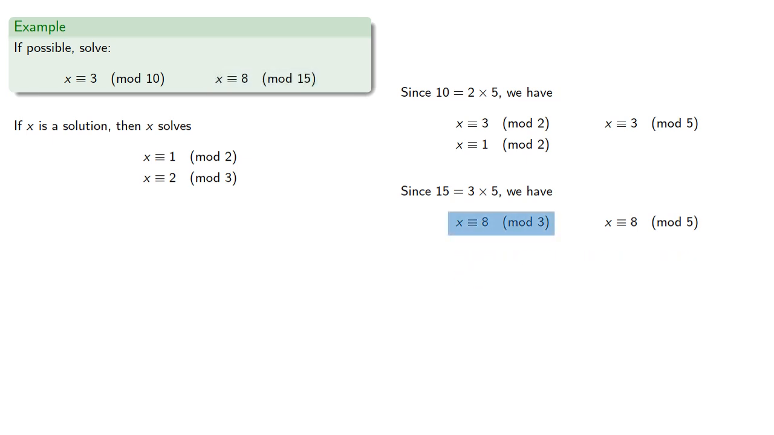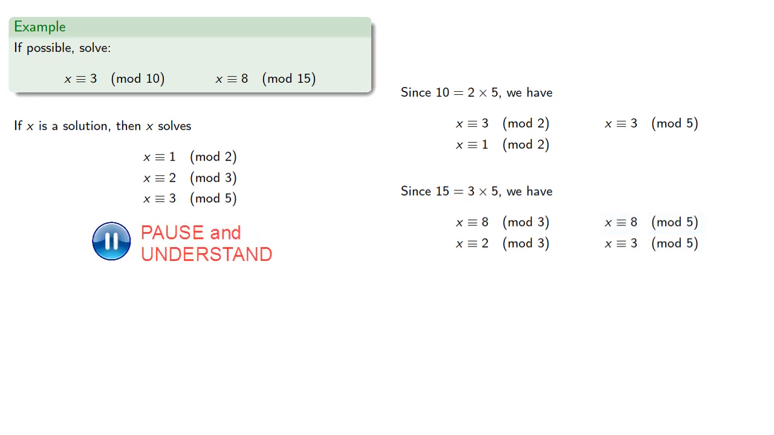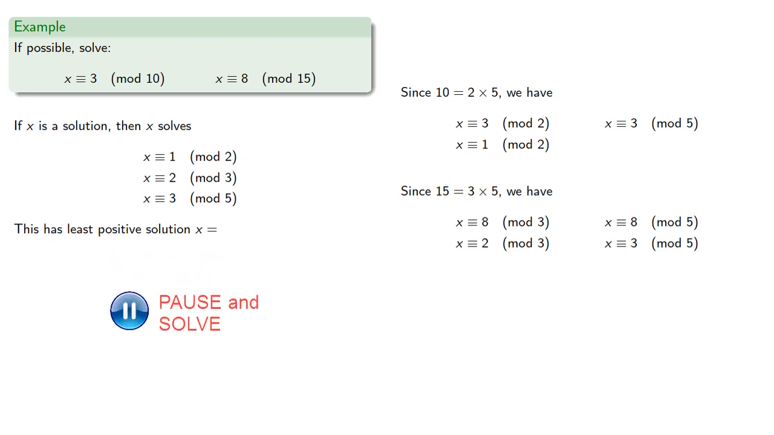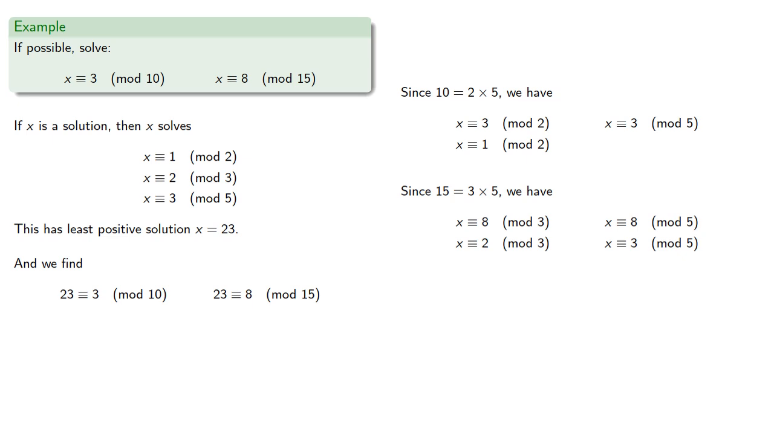And again, if we're working mod 3, we can always work with numbers smaller than 3, so this congruence reduces. And note that this gives us one congruence we've already found. Likewise, x congruent to 8 mod 5 can be reduced to. And because the moduli are now coprime, there's a guaranteed solution, and it works out that the least positive solution is. And we can verify that 23 is congruent to 3 mod 10 and also 8 mod 15, so x equals 23 solves the system of congruences.